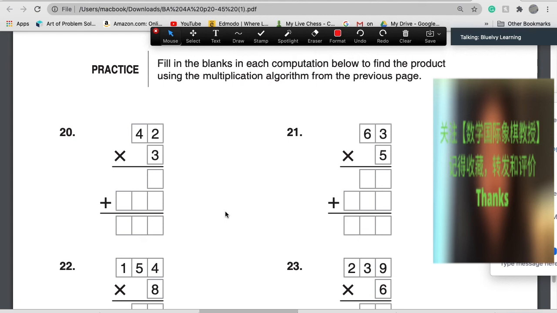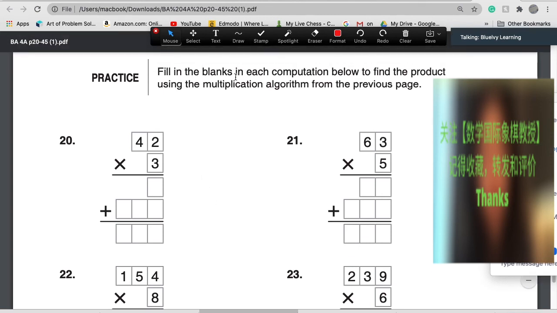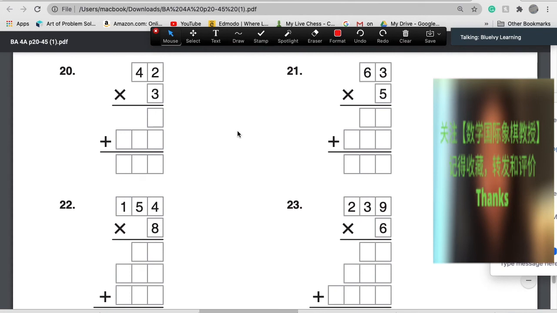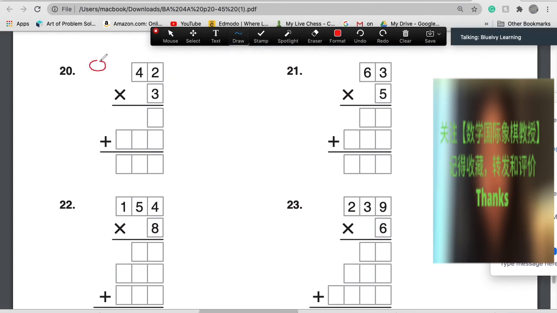Now in this problem, they ask you fill in the blanks in each computation below to find the product using multiplication algorithm from the previous page. Okay, so now let's give this one to Oliver, give this one to Audrey, give this one to Kimberly, give this one to Samuel. Now let me move this one a little bit up. Oh yeah, now you can do it.